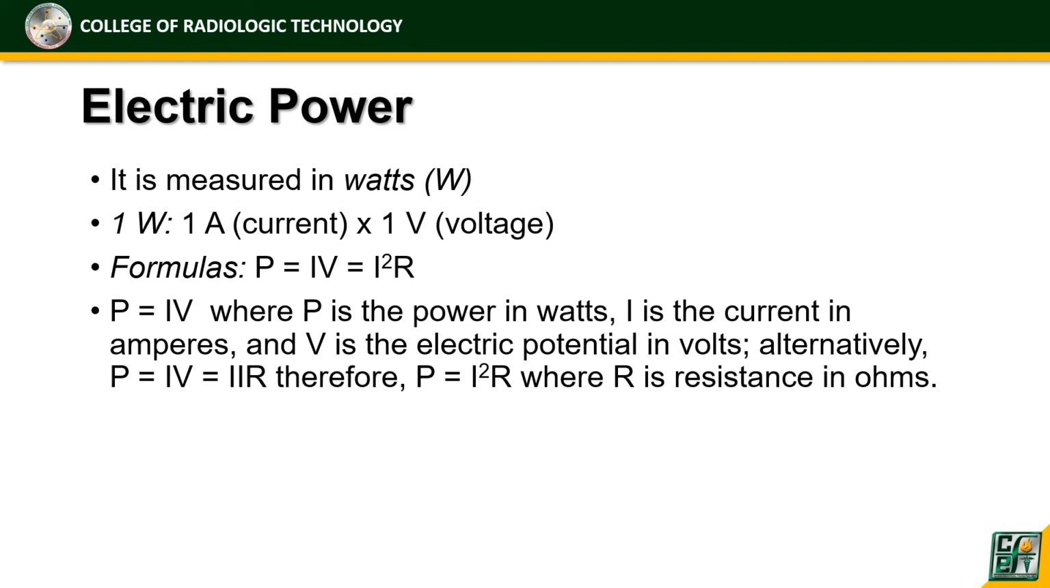So P is ang ibig sabihin niya is power in watts. Yung unit niya ay watts. So again, I represents current, unit in ampere. V is electric potential, unit in volts. Then same din dun sa succeeding, plus R, corresponding to resistance with the unit of ohms.